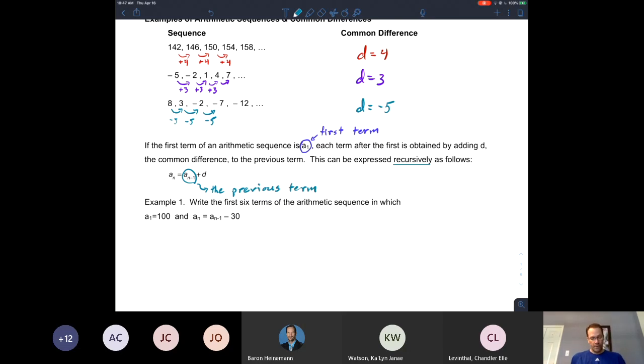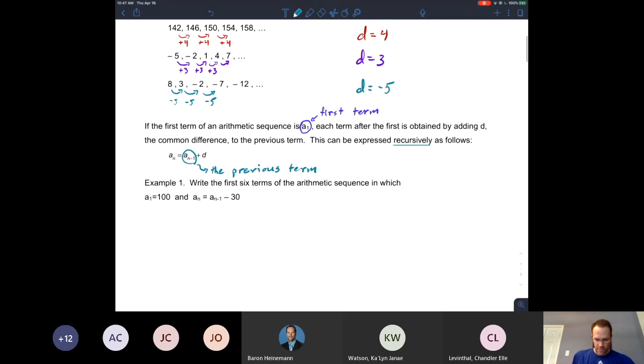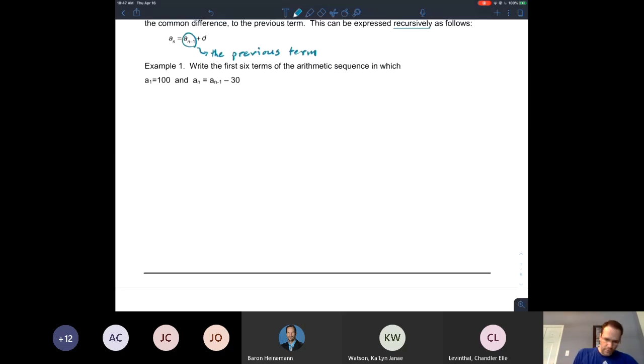All right. So the first example says, write the first 6 terms of the arithmetic sequence. Okay, well, that's not hard to do. If we've got a formula, the first 6 terms are A1 through A6, A sub 1 through A sub 6. Well, they gave us A sub 1. A sub 1 is 100.